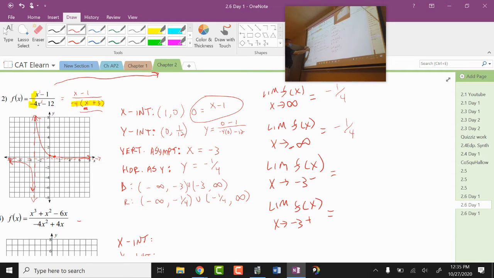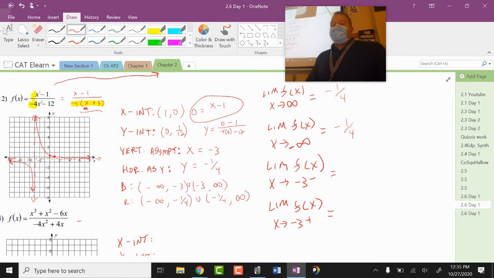So X comma Y, X comma Y, X comma Y. Where's my Y finger going? Positive infinity. That's what these are. You will definitely have these questions on your test.